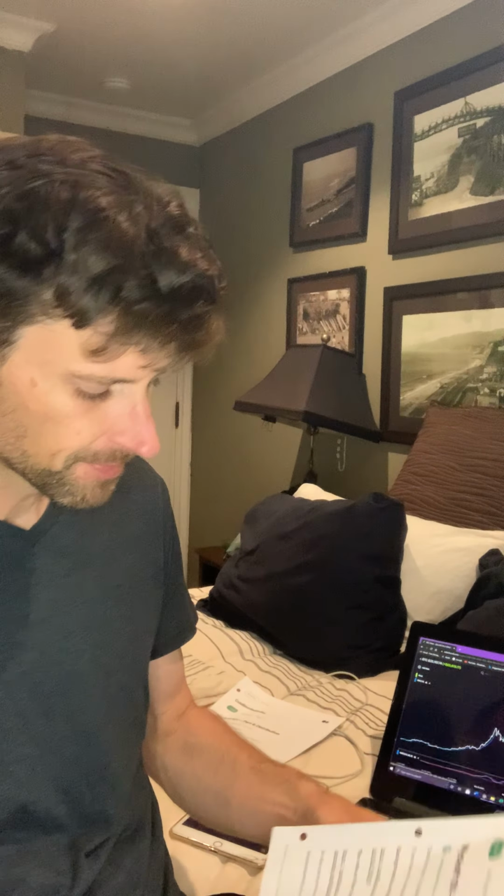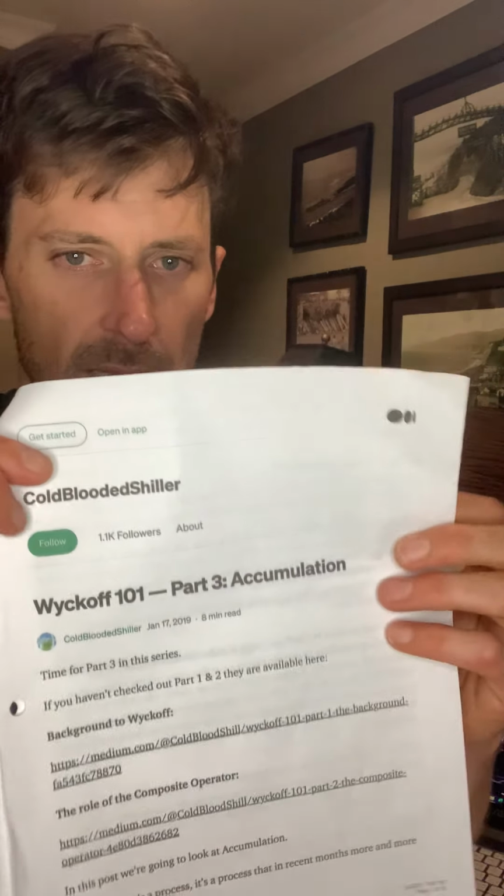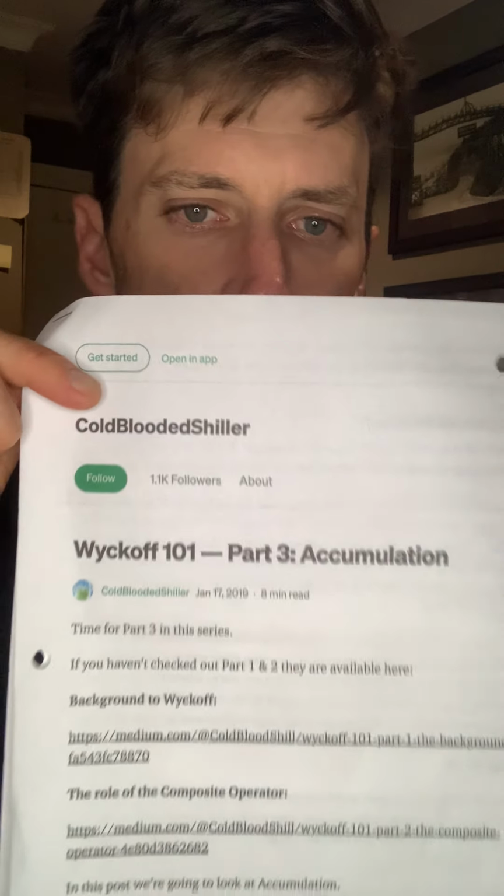So accumulation is a process. It's a process that in recent months, more and more people have been placing on the range or an asset. I wanted to debunk some of the myths around accumulation and provide you with an overview of what to look out for. By the way, I forgot to tell you, this is the article. It's a person's article, so I'm not trying to steal your information. I am just reading it again to other people.